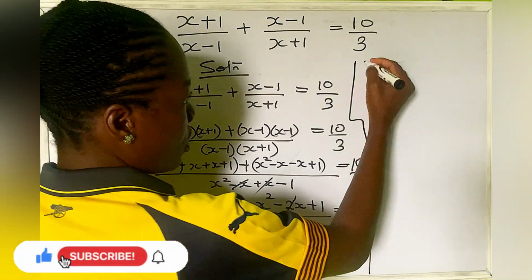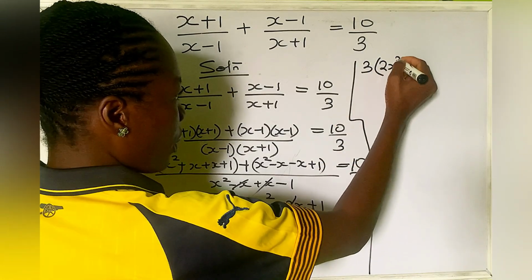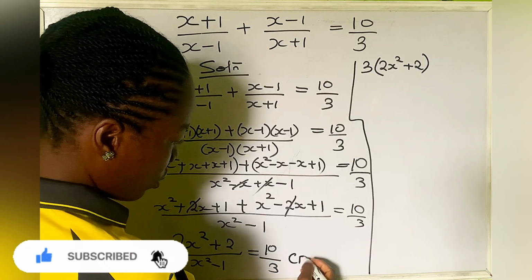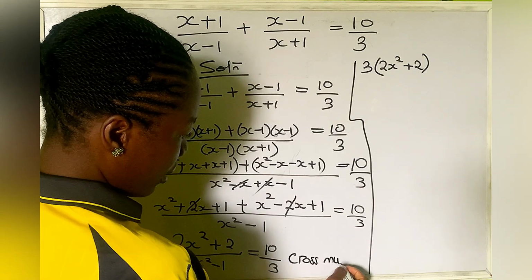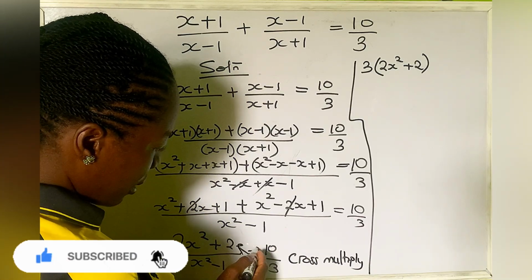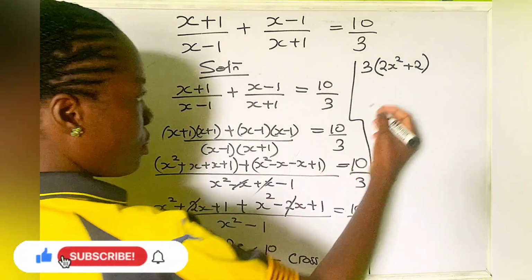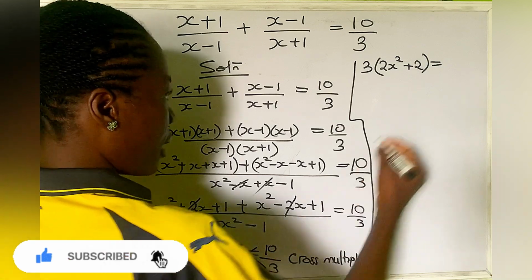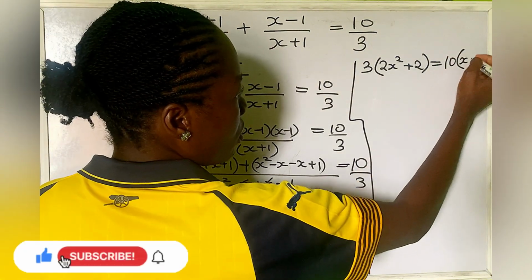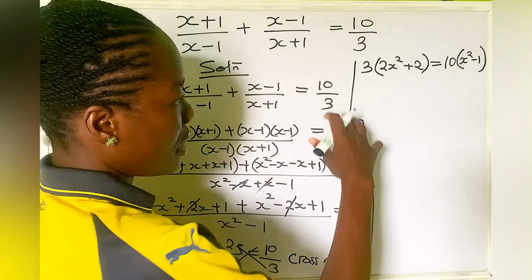So this now becomes 3 open bracket 2x² + 2, because we are multiplying this by this. We said we are going to do what? Cross multiply, right? So by cross multiplying, this will multiply this and this will multiply this. That is what we are trying to represent here. All right, so now it becomes equal to 10 multiplied by x² − 1. We're trying to maximize the space. So let's open the bracket and multiply them.